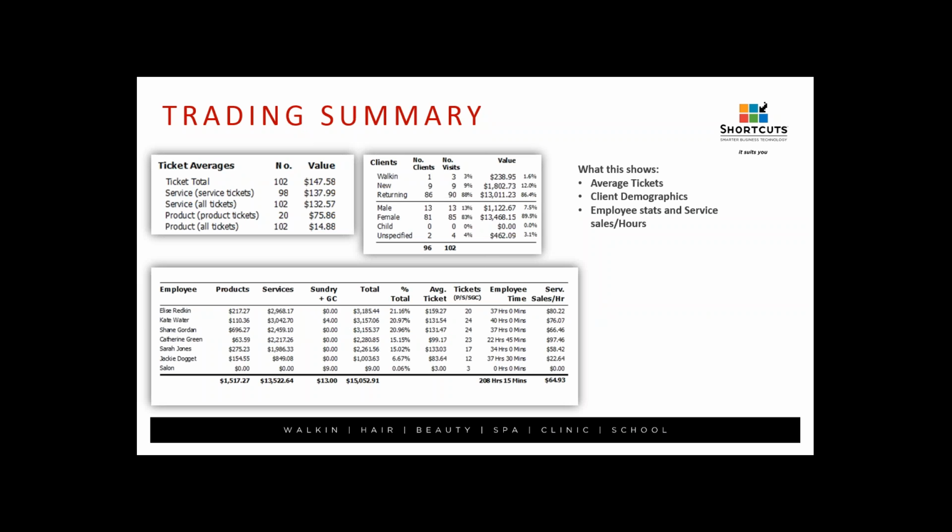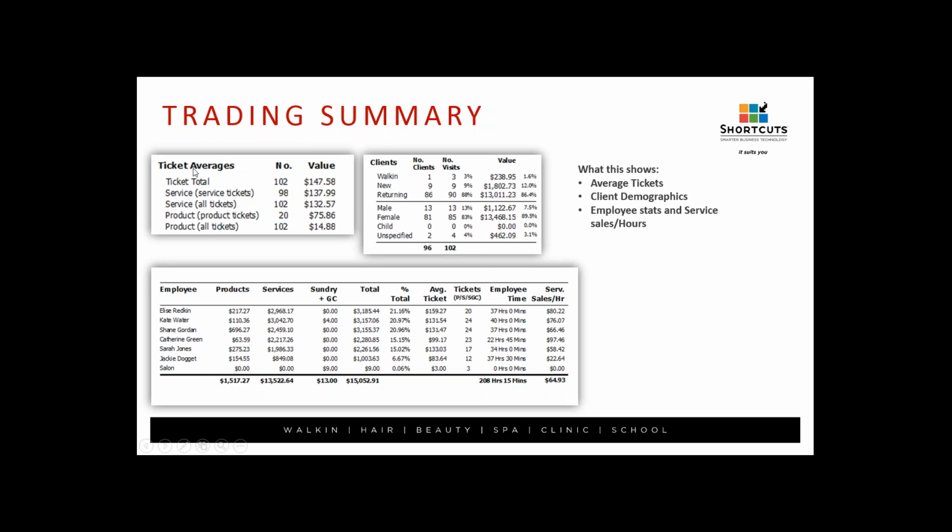So the first one at the top left here is looking at your ticket averages. Whenever you see ticket, think of sales transactions. So how many sales transactions were there for this period? For example, the number on this is 102, and then you get your average of each ticket. So the average sale transaction that goes through your point of sale.